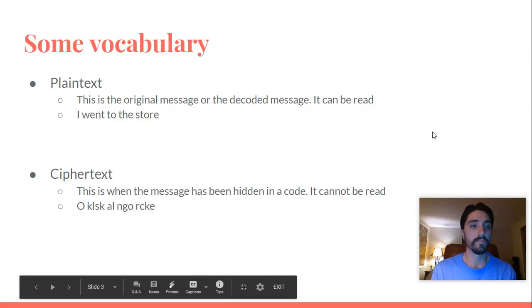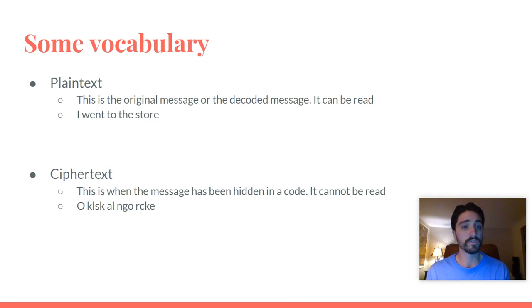So the first word you have to know is plain text. When I talk about plain text, that's the original message or the message that got decoded. This is the message that can be read. So if you want to tell someone I went to the store, that's the plain text. That's the thing that makes sense.